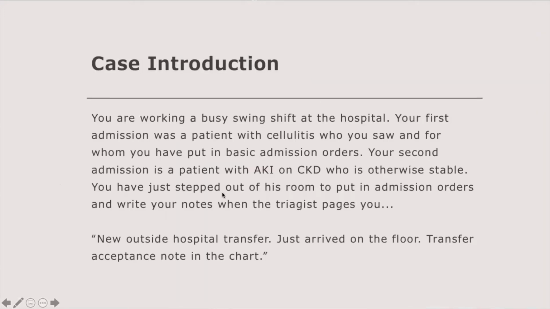You are working a busy swing shift at the hospital. Your first admission was a patient with cellulitis who you saw and for whom you have put in basic admission orders. Your second admission is a patient with AKI on CKD who is otherwise stable. You've just stepped out of his room to put in admission orders and write your notes when the triagist pages you: new outside hospital transfer, just arrived on the floor, transfer acceptance note in the chart. Now in real life, they gave you the patient's name and room number, but I didn't care to make those up.